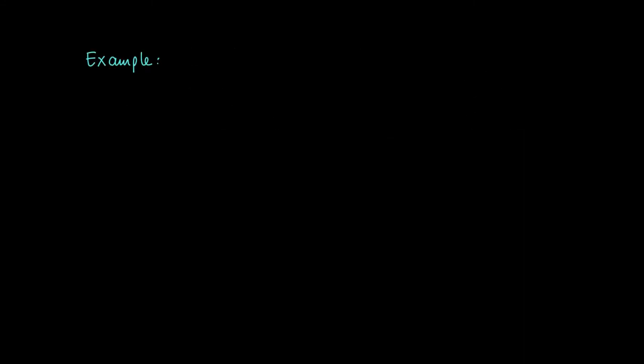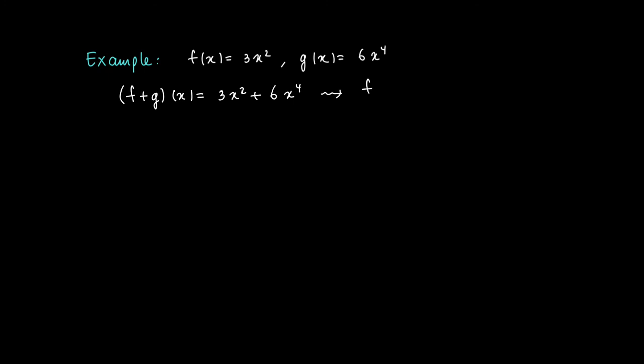To illustrate this theorem, consider two functions, f(x) equals 3x squared and g(x) equals 6x to the power 4. Then the function f plus g in x is defined as the polynomial 3x squared plus 6x to the power 4. Then the derivative of f plus g is just the sum of the derivative of f and that of g. So this means 6x plus 24x to the power 3.